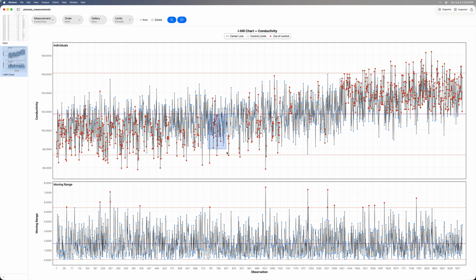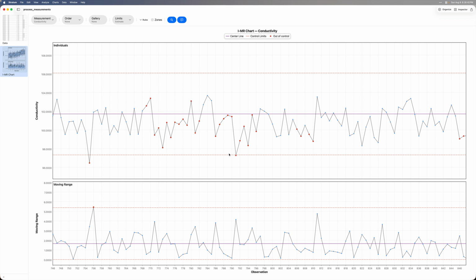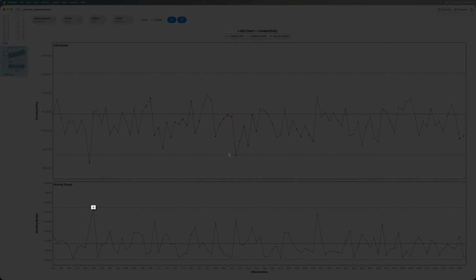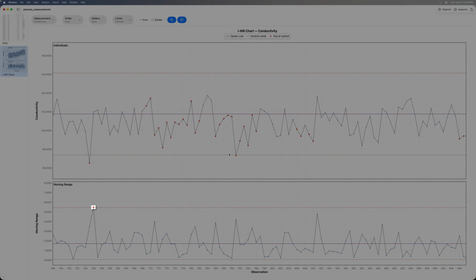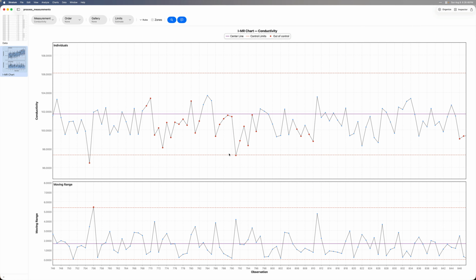When measurements come one at a time, you use the IMR chart. The individuals panel plots each value. The moving range panel below estimates the spread from the difference between consecutive points. Here's conductivity. When it creeps upward and a point pierces the upper limit, Stratum recolors it. The signal is impossible to miss.